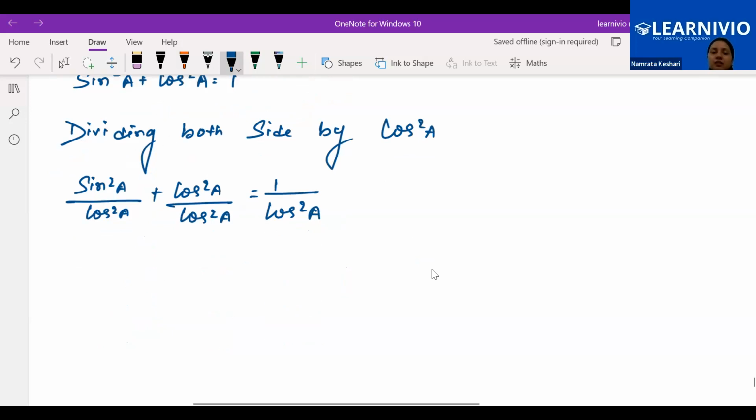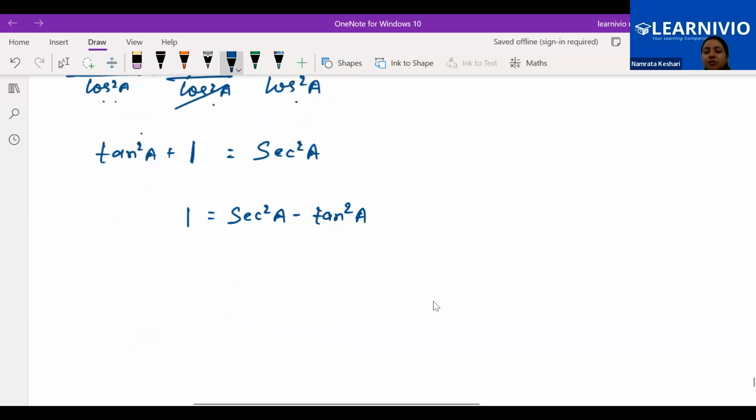If you simplify it, sin square by cos square is tan square A. We already know that cos square by cos square is 1. And 1 by cos means sec, but square is there, so it will be sec square. Now we can write it like this: 1 is equals to sec square A minus tan square A. And that's the formula I have written at first, that sec square theta minus tan square theta is 1. Instead of theta, here we are having A. That is completely okay.